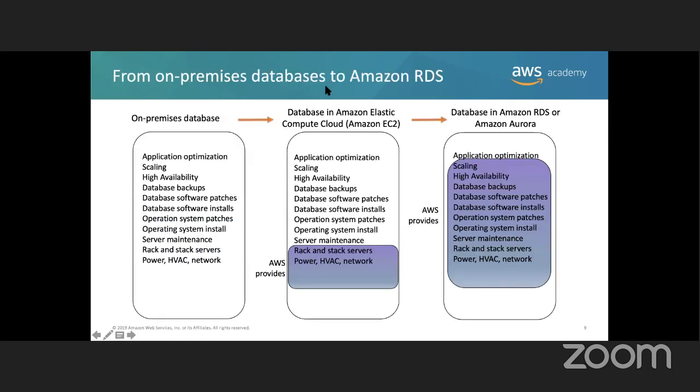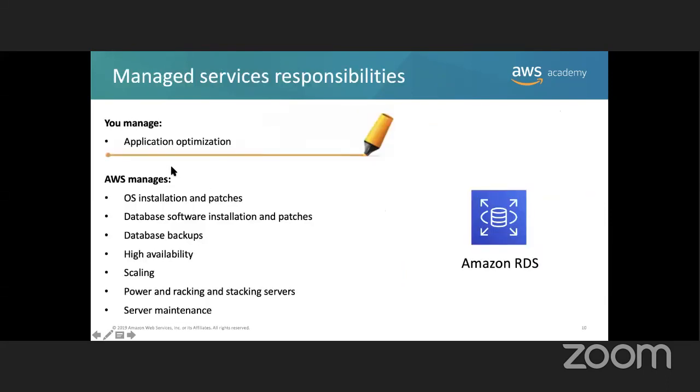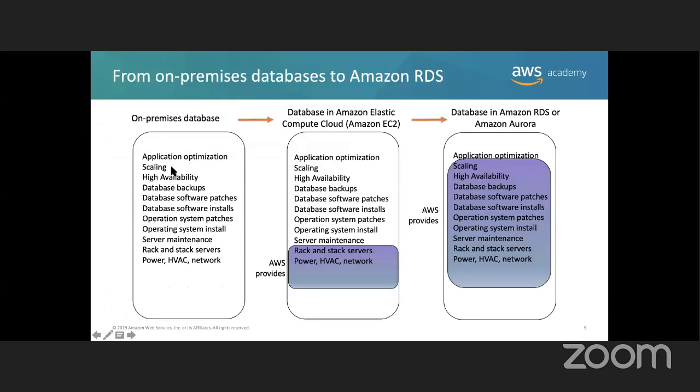Now, for on-premises databases to Amazon RDS. So we have the on-premise database: application optimization, scaling, highly available database backups, database software patches, database software installs, operating system patches, operating system install, server maintenance, rack and stack servers, power, HVAC. So this is something that you guys have to work on. Now, you will have to work on all of this.